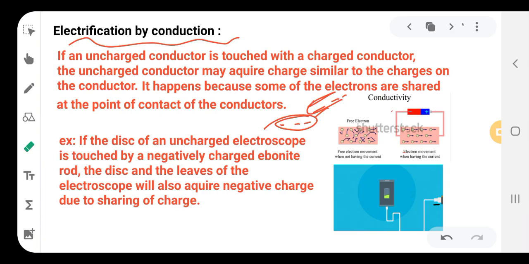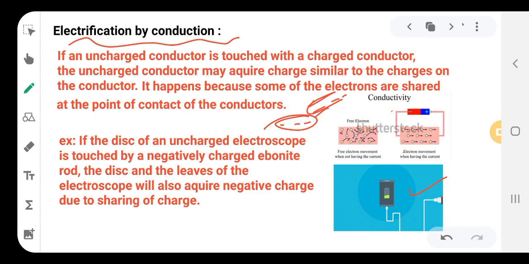Okay, and also one more example which is very useful now, because without the mobile we cannot live. In this pandemic situation, everything is on mobile only, right? So here you can see a mobile is kept for charging in the picture, right?